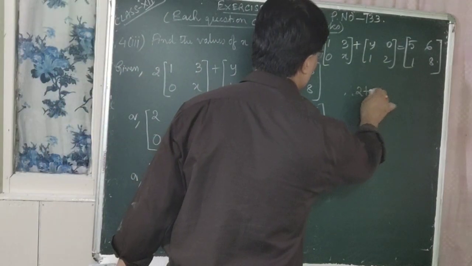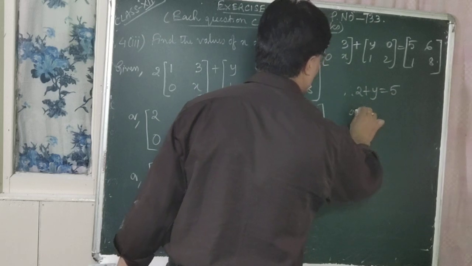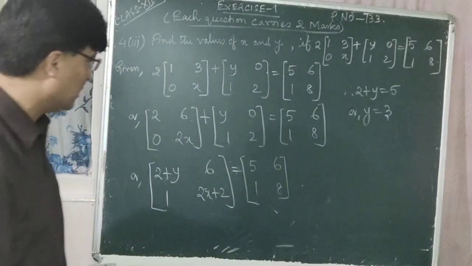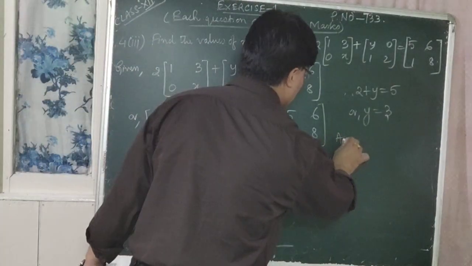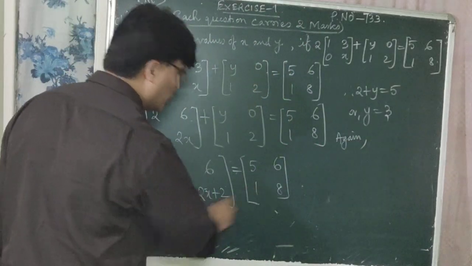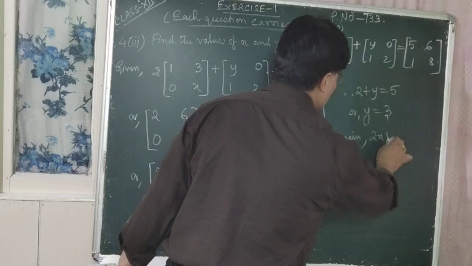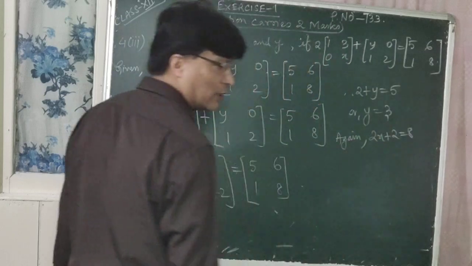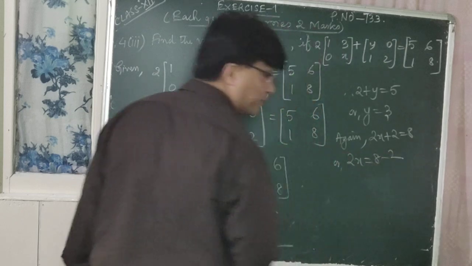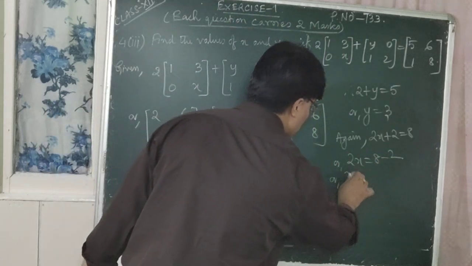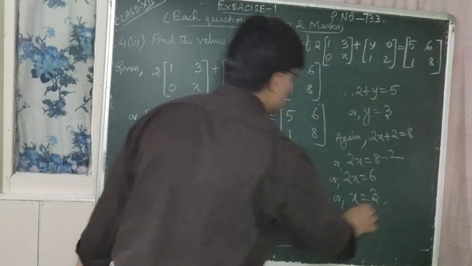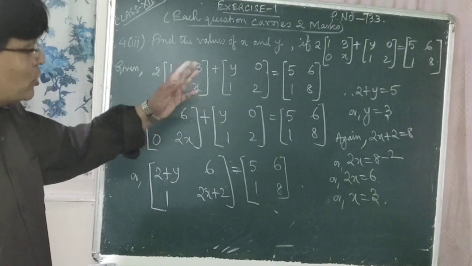So you can equate 2 plus y is equal to 5. What is the value for y? y is equal to 5 minus 2, which is equal to 3. Again, you can equate this 2x plus 2 with 8. That is 2x plus 2 is equal to 8. Alright, so 2x is equal to 8 minus 2. What is 8 minus 2? That is 6. So 2x is equal to 6, or x is equal to 6 by 2, that is 3.